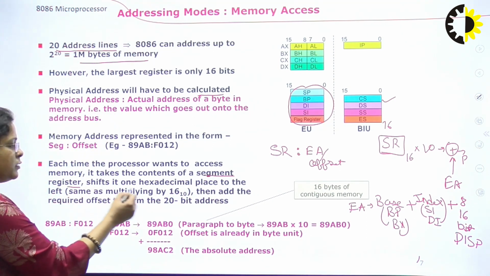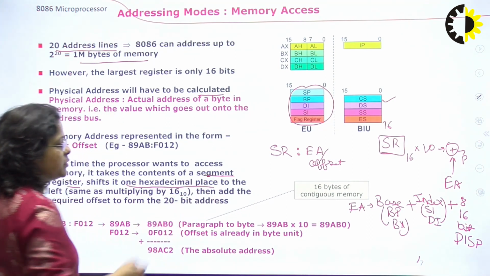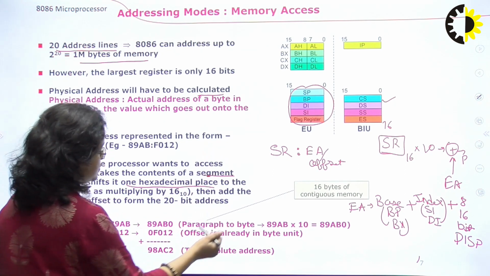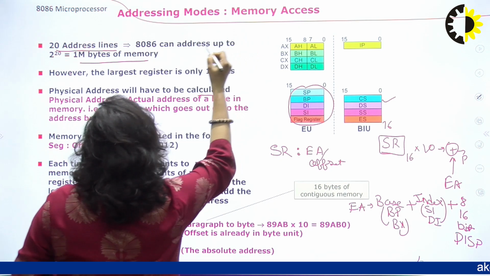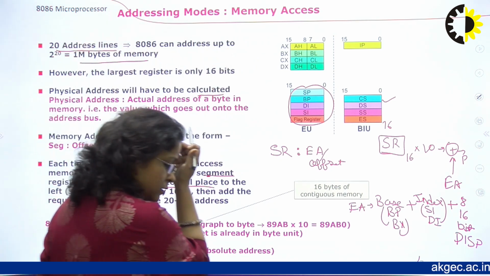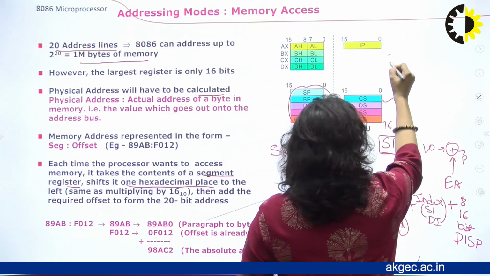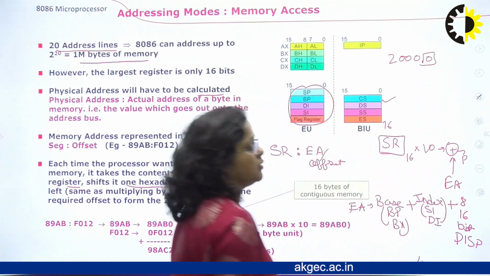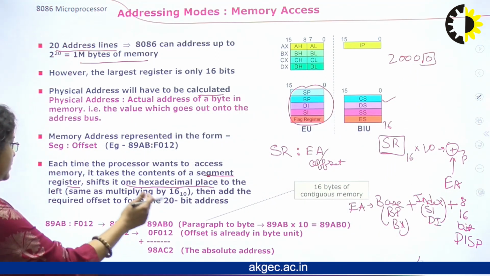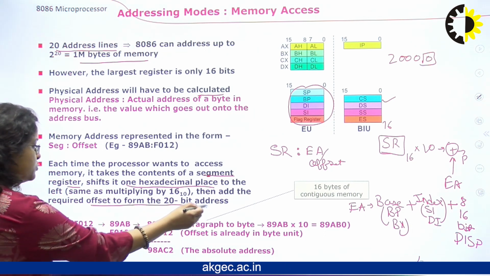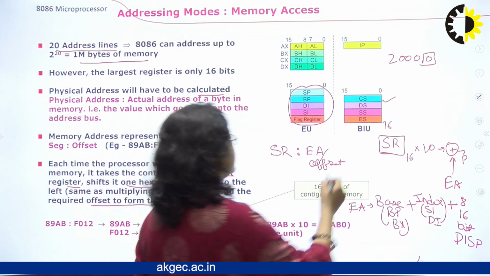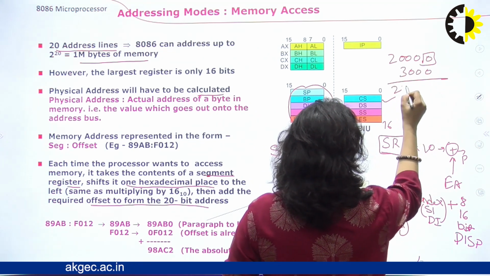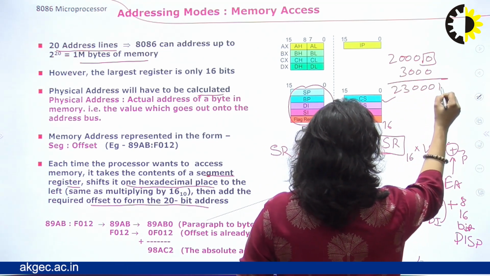shift it one hexadecimal place towards the left. That is, if the segment register value is 2000, then to calculate the physical address, it shifts it by one place and then adds the required offset to form a 20-bit address. Like if the offset value is 3000, then the required physical address will be 23000 hexadecimal.